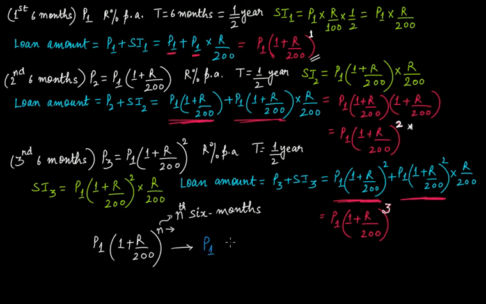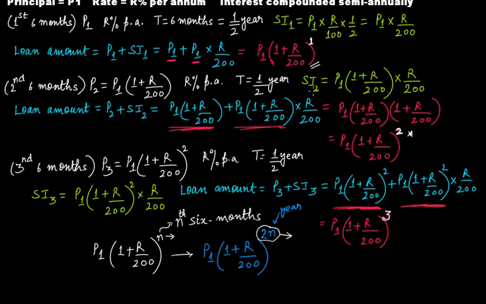P1 multiplied by (1 plus R by 200) raised to power 2 multiplied by n, where n will tell you the year. N will tell you the year, and this whole 2n will tell you the number of 6 months, the number of 6 months periods. Don't get confused, I'm explaining how.